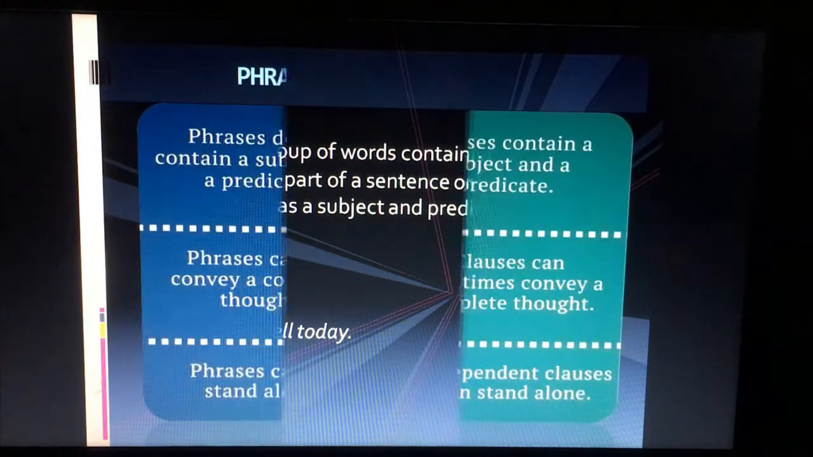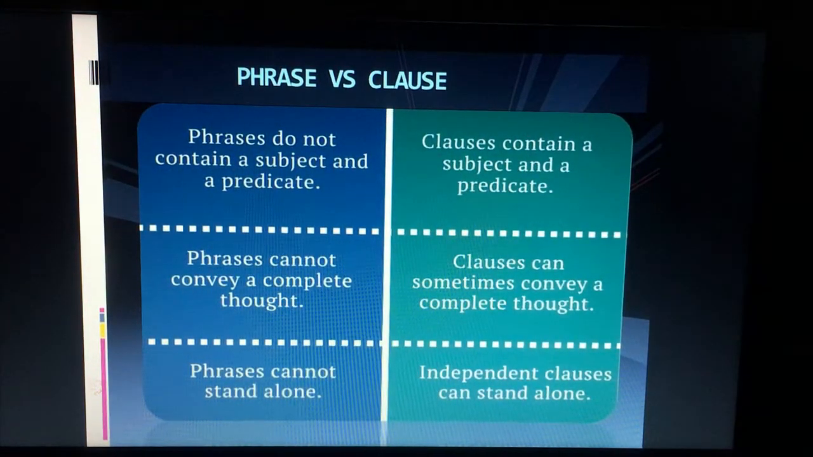So now we need to know the difference between phrase and clause, as in our textbook exercises and for the exam we need to know actually how to identify phrases and clauses, and for that we need to know this difference. So let's see. First of all, phrases do not contain a subject and a predicate, and on the other hand clauses contain a subject and a predicate.